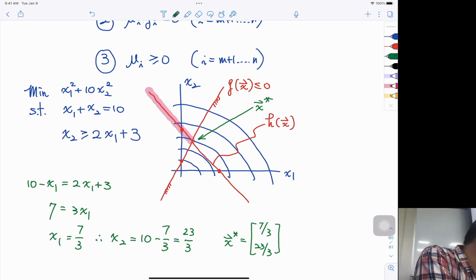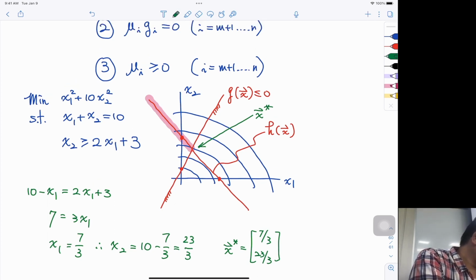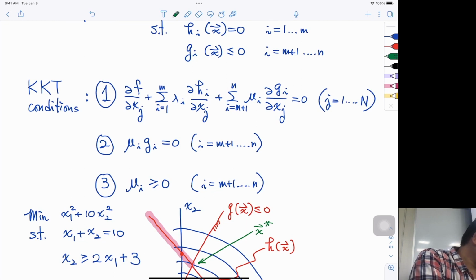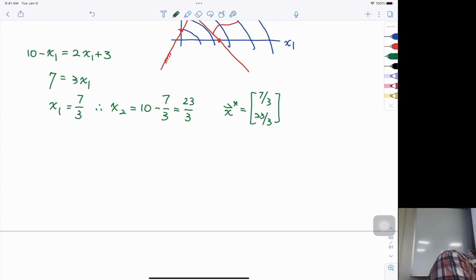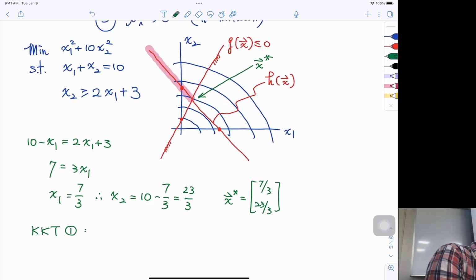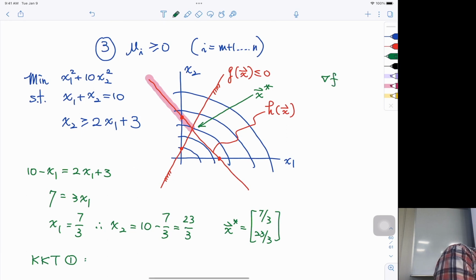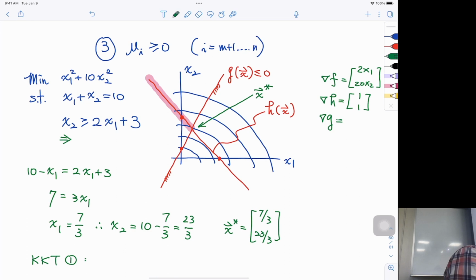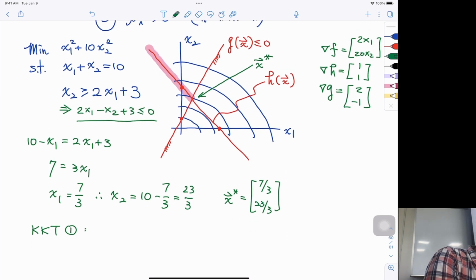Let's check the KKT condition to see whether it's optimal or not. So I will have the first equation, KKT first. Before I do that, I need to compute gradient f, gradient h, gradient g. So I will have 2x1, 20x2. Gradient h is basically 1, 1, right? Gradient g, I need to rewrite g. So 2x1 minus x2 plus 3 smaller than 0. So gradient g is gonna be 2 and negative 1. Okay, those are what I need.